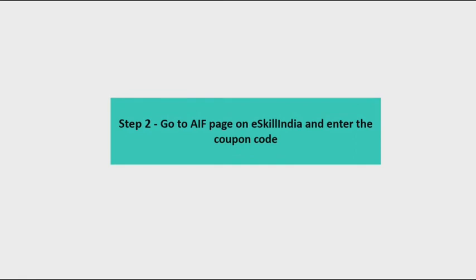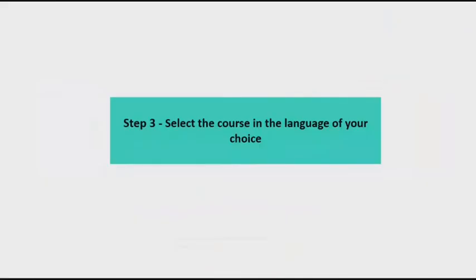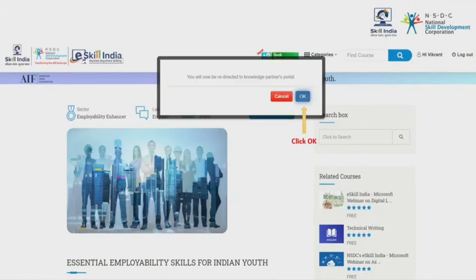Step 2. Enter coupon code. After you have logged in, enter the coupon code and click submit. Step 3. Select course and language. The course is available in 2 languages. To do the course in English, click here. Kindly remember, you will not be able to change the language of the course after enrollment. Select the language of the course carefully. Click on Enroll. Click on OK.